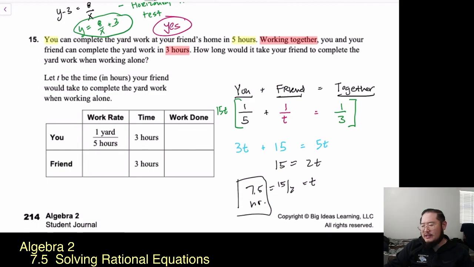So I like to set up my problems like this, where we have three parts to our equation. You have you, your friend, and working together. And no matter how the setup is in these work problems, it's pretty much usually the same. So if you set it up like this, you should be in good shape. All right. I find it to be a lot easier than trying to work and use a table like how you see right here. All right. So there you have it. 7.5, solving rational equations. We are now done with chapter 7.